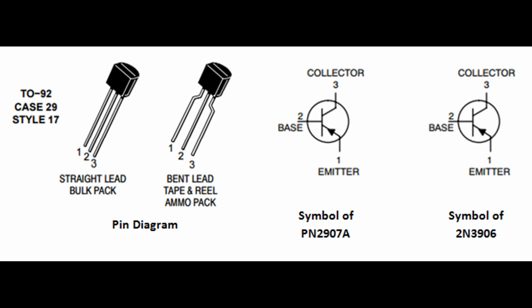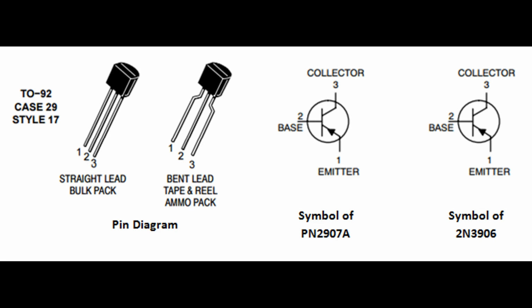Base, B. The base, often denoted as B, is one of the three terminals of a bipolar junction transistor, BJT. BJTs are electronic devices used for amplification and switching of electrical signals. The base plays a critical role in the operation of a BJT. Here are the key characteristics and functions of the base terminal in a BJT.